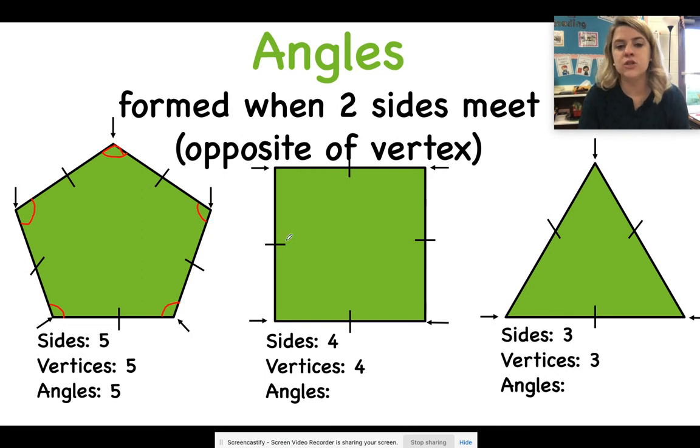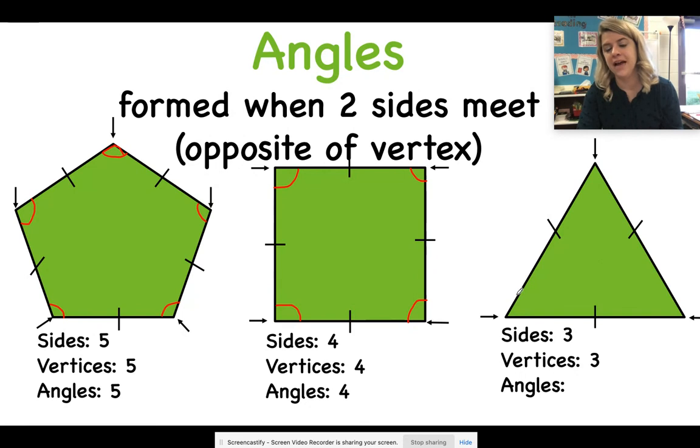Okay, so let's look at our square. Remember, in order to find an angle, the first thing we do is find the vertex and then we look on the opposite side of it. So boom, there is my vertex. The angle is over here. There's my vertex. The angle is over here. Here's my vertex. Here's my angle. Here's my vertex. Here's my angle. So we're going to draw a little semicircle connecting those lines to show our angles. So a square has 4 sides, 4 vertices, and how many angles? 4. Do you notice a pattern?